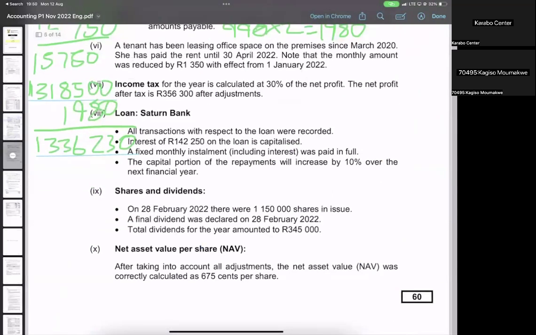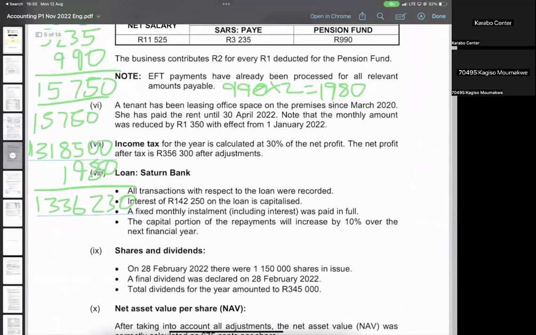1,336,280. So that is what you are going to record on your statement of comprehensive income. And then we continue, we go to Roman figure 6. It says we're doing rent, Roman figure 6.